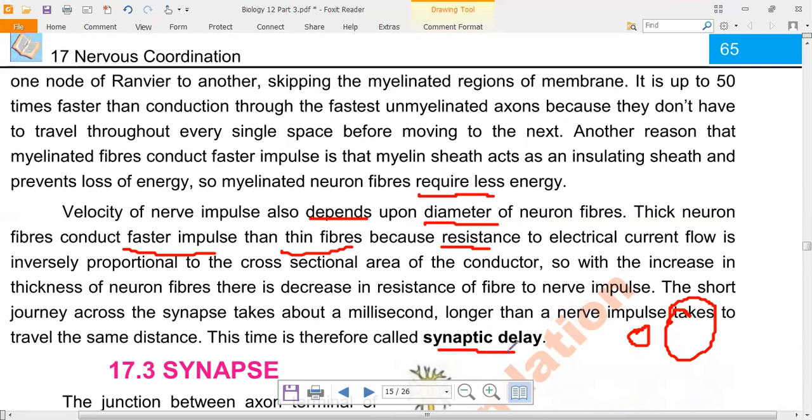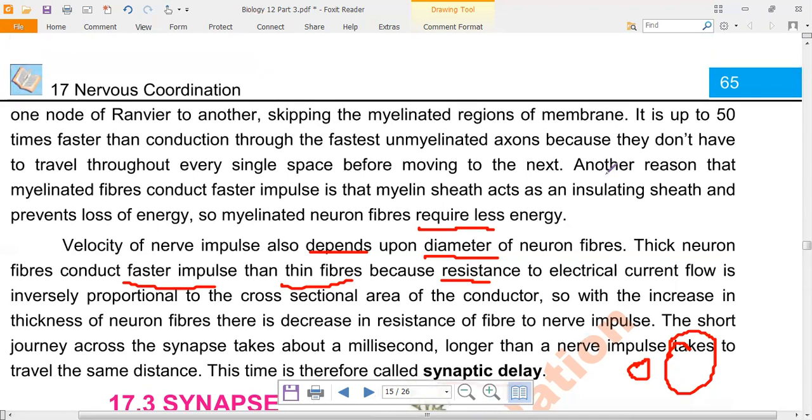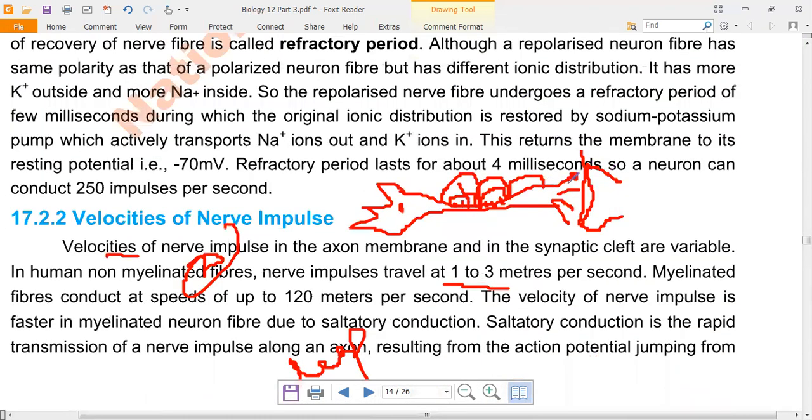Then they have to move from the synapse to another neuron, as I told you. This time that it takes is called synaptic delay, because it needs some time: here are the gates which can move the impulse easily, but here is the empty space where they have to move slowly. So that is called synaptic delay.